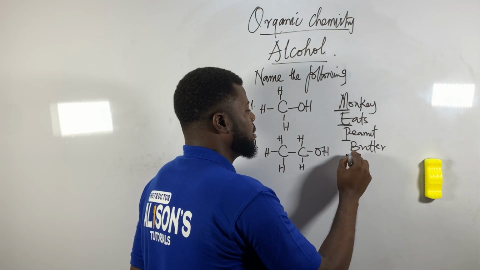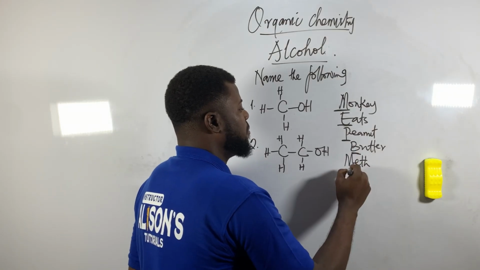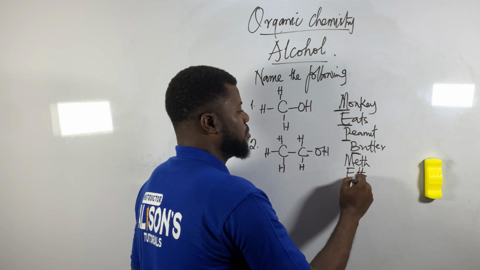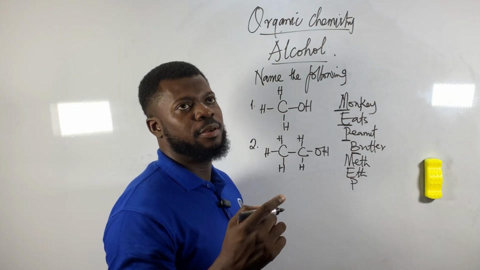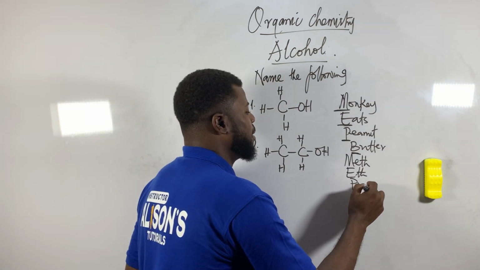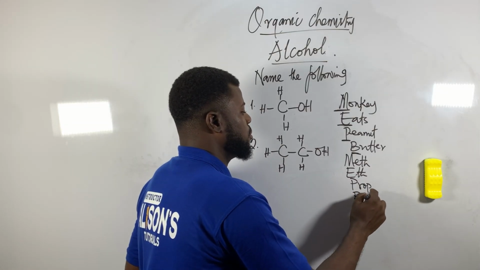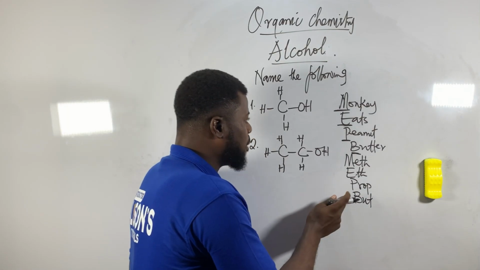M na for meth, E na for eth, P na for prop, then B na for but. These things now we go use.